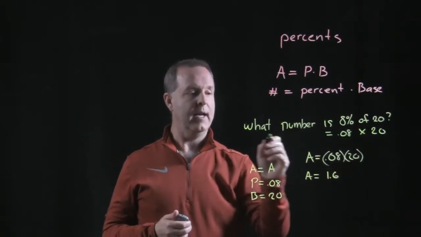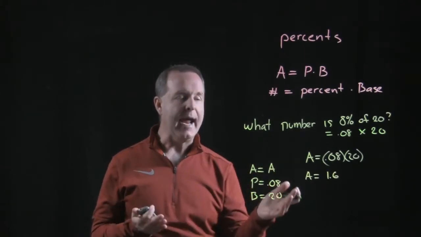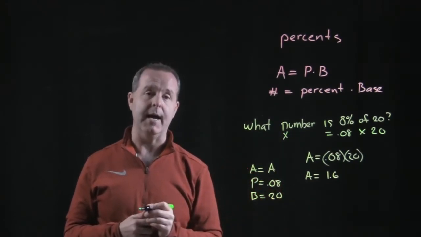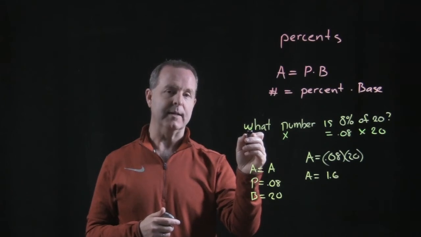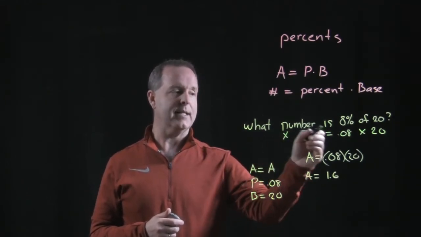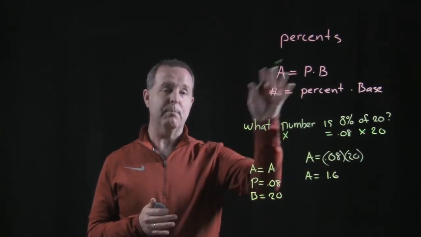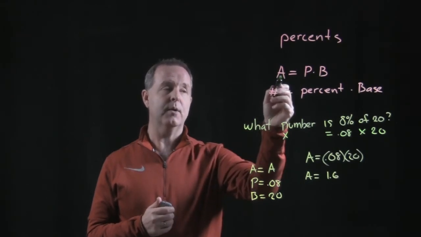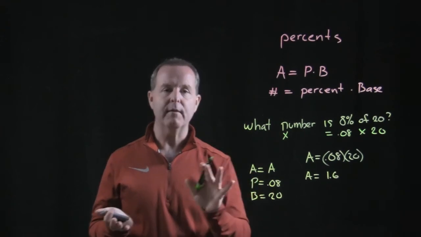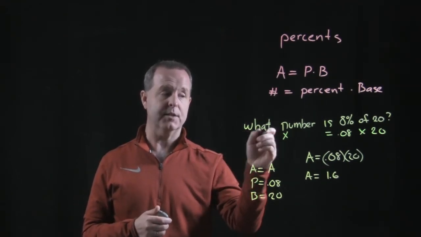I have a 20, and then what number? We don't know, so that's typically the unknown variable, A or X or whatever we might use. I always like to use X. So this English statement translates to a mathematical statement: X equals 0.08 times 20, which is exactly this model that we had here. What number equals the percent of the base? So whatever is most helpful for you, I look at it in terms of translating the English to math.